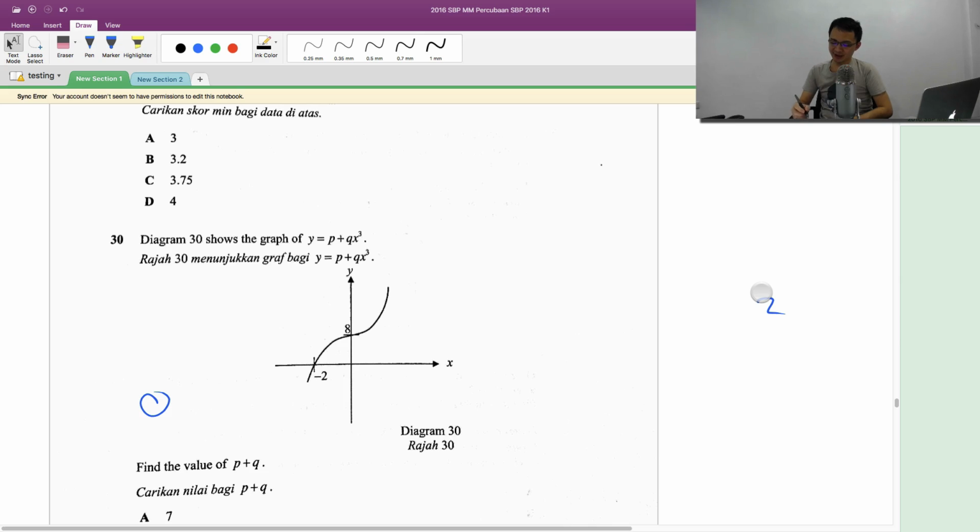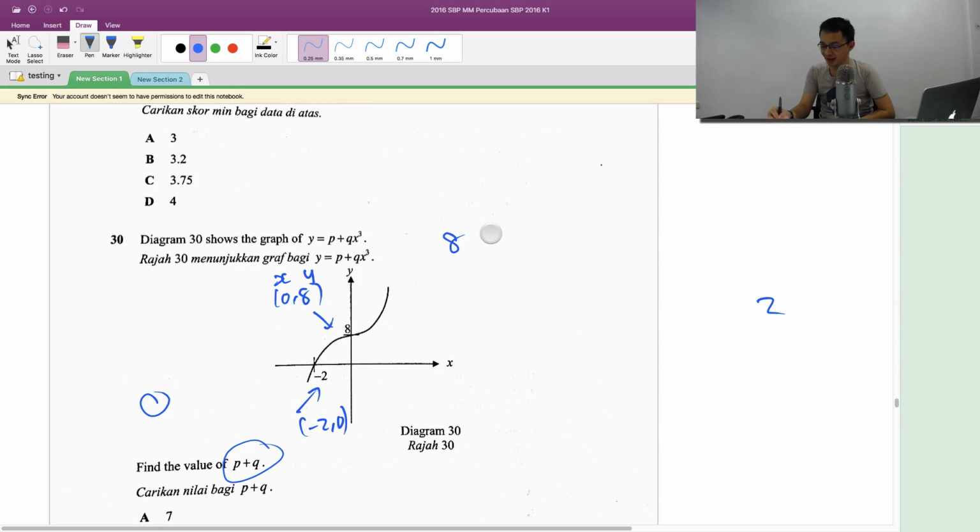Alright, this one they actually do P plus Q, which is a little bit different. So what I will do is I will substitute these two coordinates. This coordinate is 0, 8, and this coordinate is -2, 0. I just substitute both of these coordinates into the equation. So when this is x, this is y.